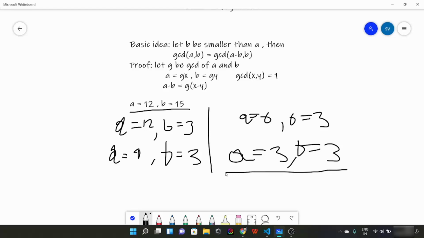Now this is our condition of the while loop, right? A is equal to B. Hence we'll come out of the loop and we'll print either one of them, right? Hence this is the way we can find GCD. Also, you can check the GCD of 12 and 15, since these are small numbers. Hence it is going to be 3, right?